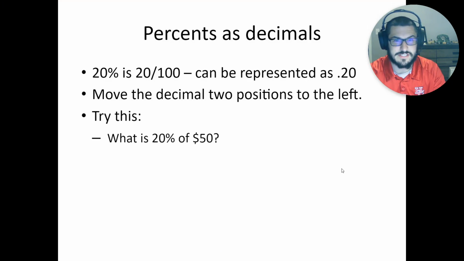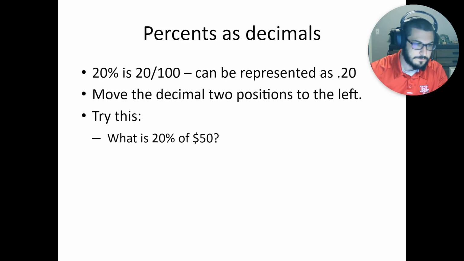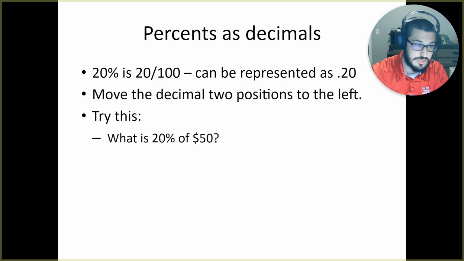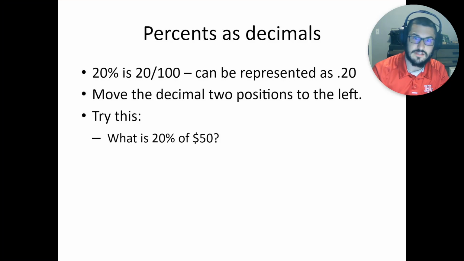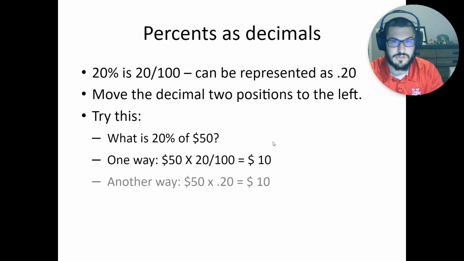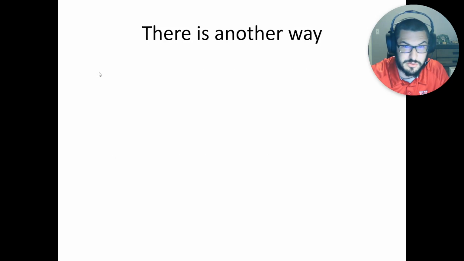Then let's try this. What is 20% of 50? When you do that, you should get... one way to do that is 50 times 20 over 100, which is 10. You can also go ahead and convert that percent to a decimal, so 50 times 0.2 equals 10. And then whichever way of those you prefer is totally fine.